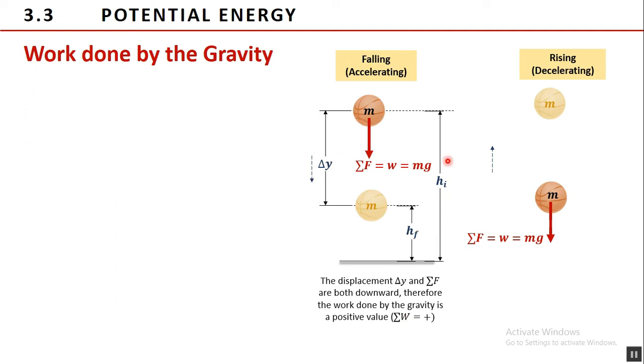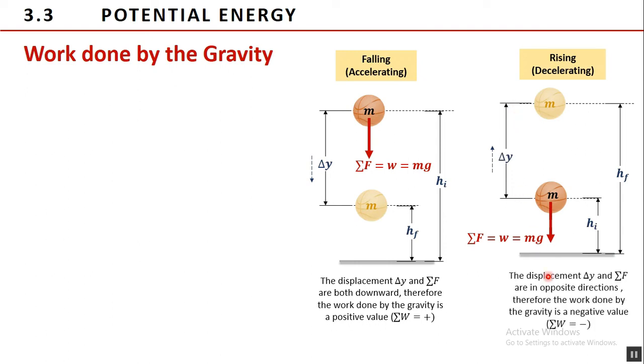On the other hand, as the ball rises from an initial height of h sub i, it decelerates because of the downward force, weight, while changing elevation to a final height of h sub f. As you can see, the displacement is upward. Therefore, the weight of the ball performs negative work, since the ball is moving against gravity as it rises.